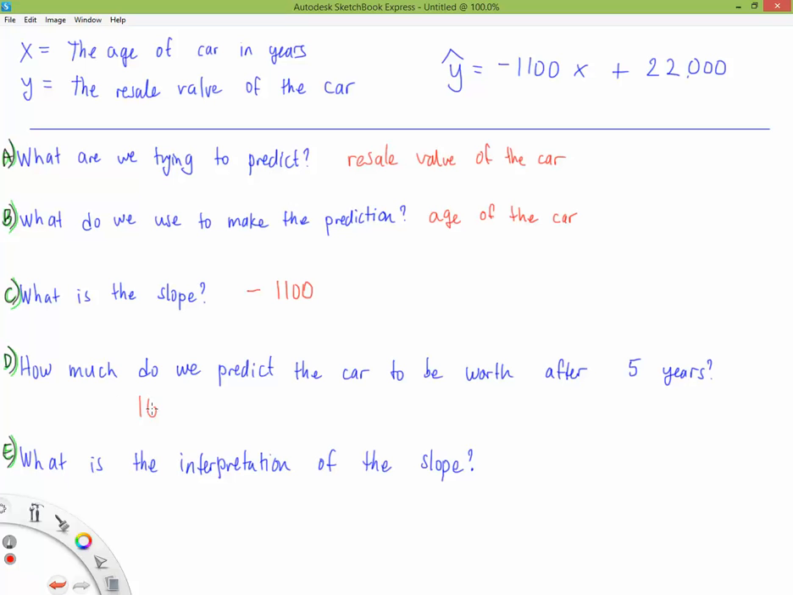Okay, so how much do we predict the car to be worth after 5 years? Yeah, 16,500. Is that what we got? Okay, you just plug in 5 to this.